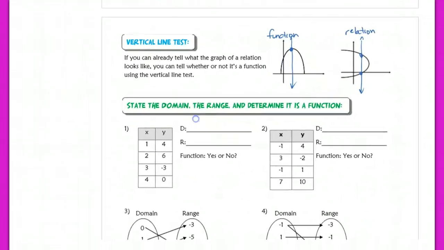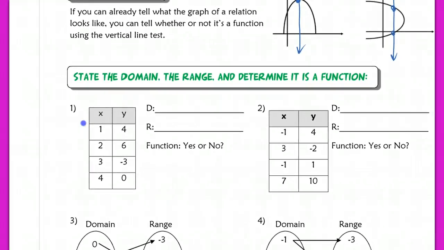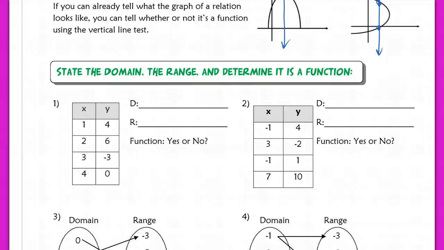Okay, so these are just some pretty easy examples of determining whether or not something is a function, and then stating domain and range. So our domain here is just the numbers 1, 2, 3, and 4. Our range would be, if we write from smallest to largest, -3, 0, 4, and then 6.